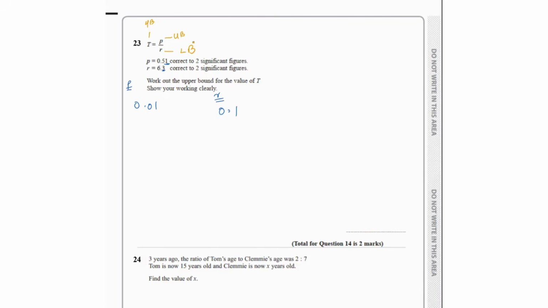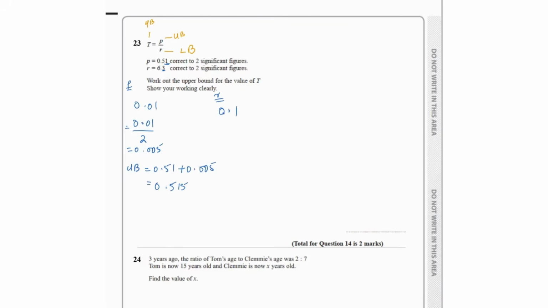So coming back to this, we need to find the upper bound of P and the lower bound of R. So for the upper bound of P, first, we divide this place value by 2, which gives us 0.005. Now for upper bound, we will add this to 0.51. If it was asking us to find the lower bound, you would subtract it from 0.51. So that's going to be 0.515.